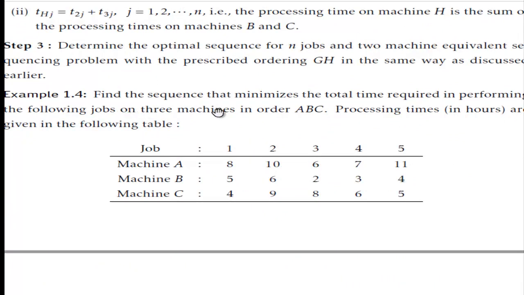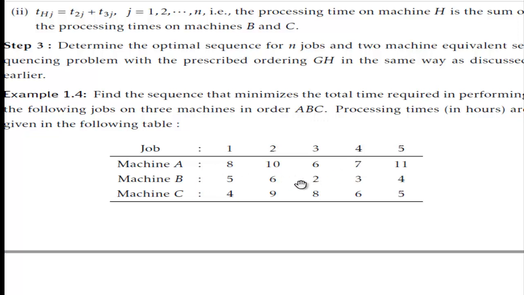The question says, find the sequence that minimizes the total time required in performing the following jobs on the 3 machines in the order A, B, C. So B is the middle one. We have to see the max of B and the min of A and the min of C. Then the condition should be that min of A is greater than or equal to max of B, or min of C is greater than or equal to max of B.